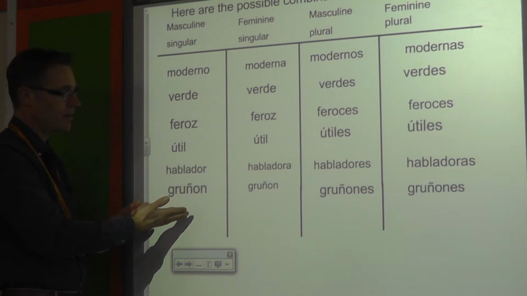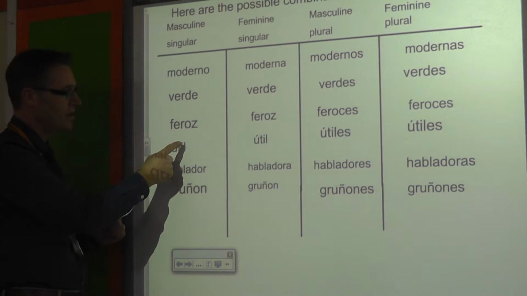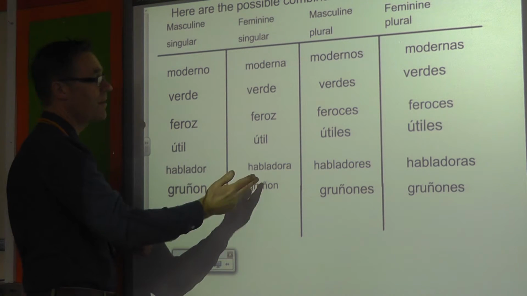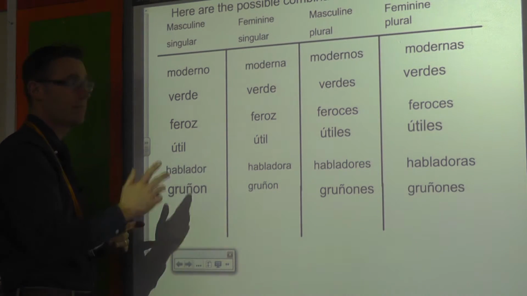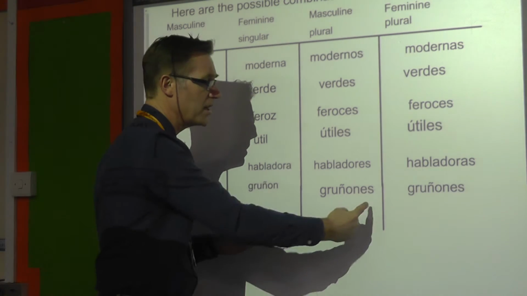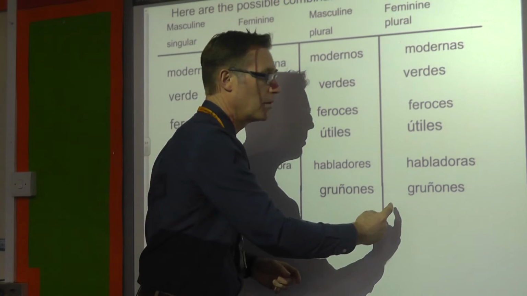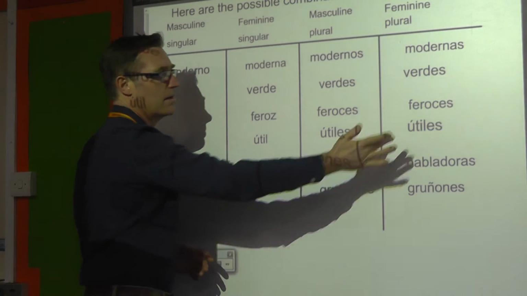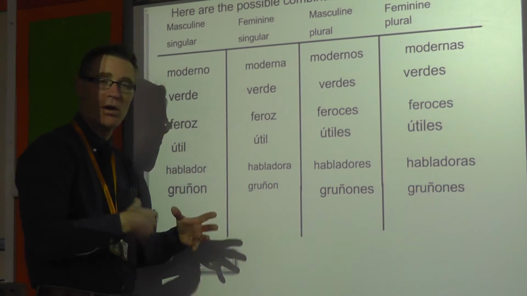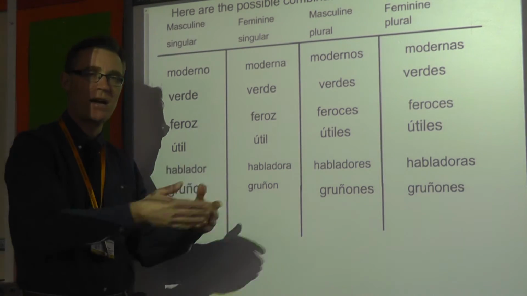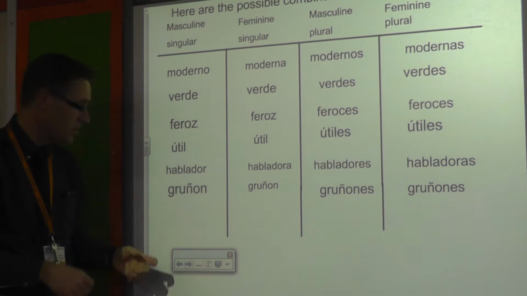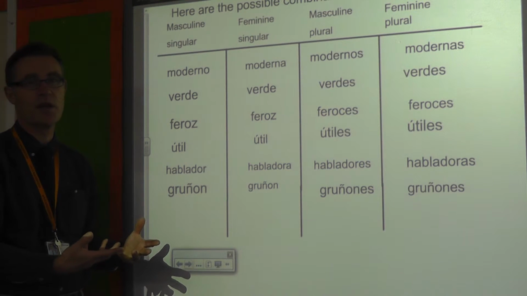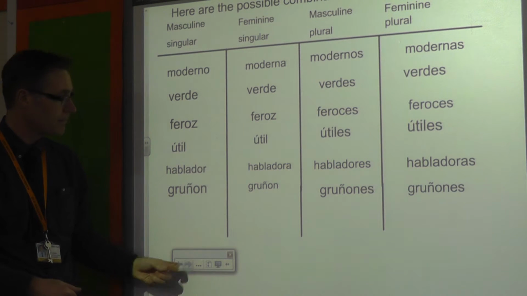Okay, let's go back to an ending where we've got a consonant here. Gruñón, grumpy. Gruñón. Feminine singular, it's the same, gruñón. Masculine plural, gruñones. Feminine plural, gruñones. So again, there's lots of patterns that we can pick out when matching our adjective with our noun. So these are some examples. Obviously there are hundreds of different adjectives that we can use, but there are some good examples here.